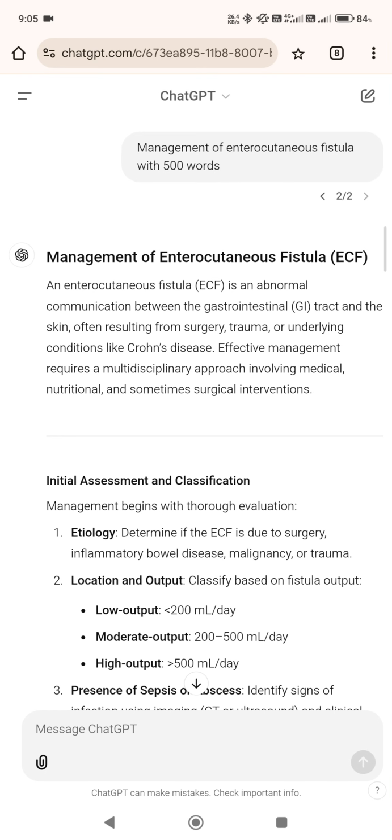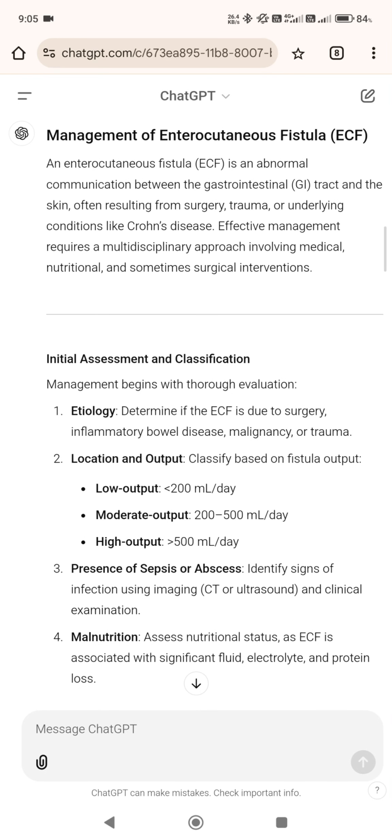Management of enterocutaneous fistula, ECF. An enterocutaneous fistula, ECF, is an abnormal communication between the gastrointestinal GI tract and the skin, often resulting from surgery, trauma, or underlying conditions like Crohn's disease. Effective management requires a multidisciplinary approach involving medical, nutritional, and sometimes surgical interventions.